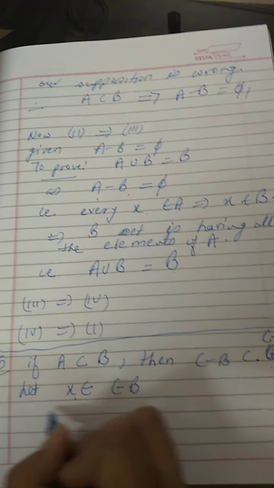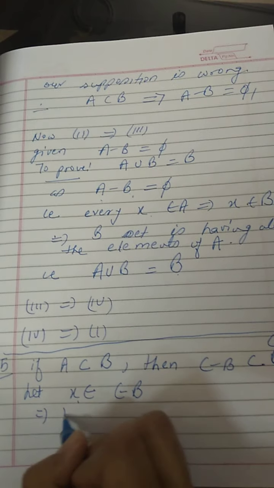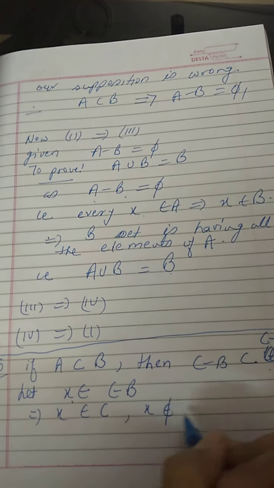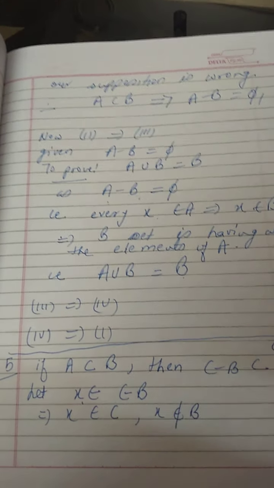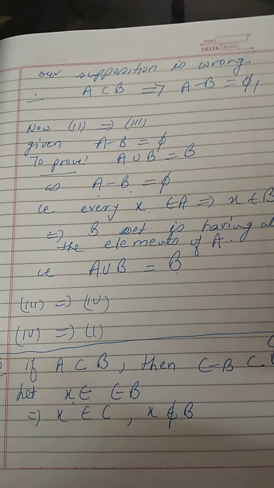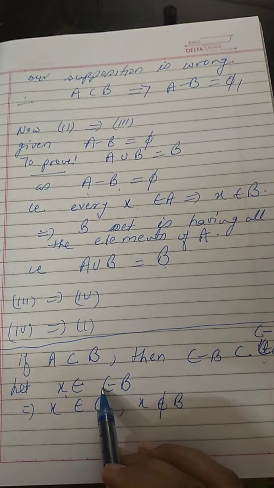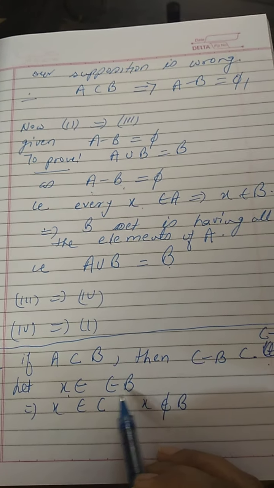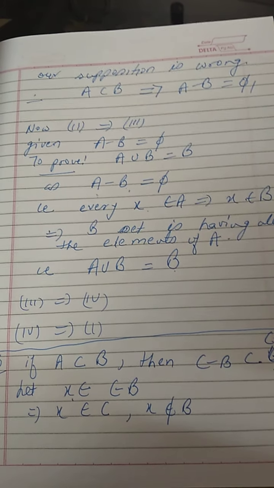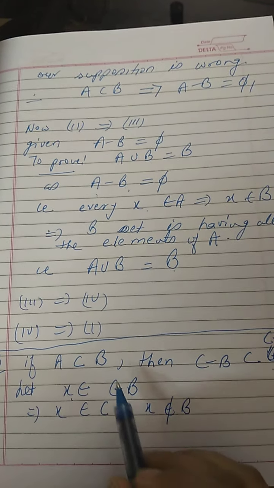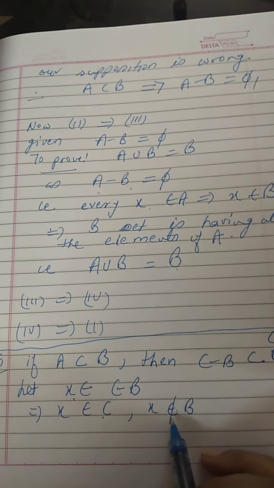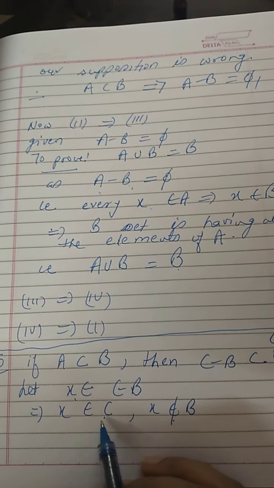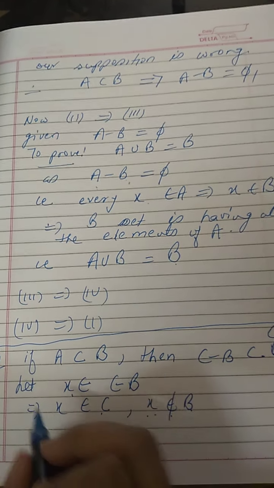Okay, so it implies X is present in C, but X does not belong to B, because X will belong to C minus B only if X is present in C but not in B. I hope the definition of difference of two sets is clear, right? A minus B will have all the elements of A which are not present in B. So C minus B will have all the elements of C which are not present in B. So the definition of difference of sets is only applied. So X belongs to C and X doesn't belong to B, right?